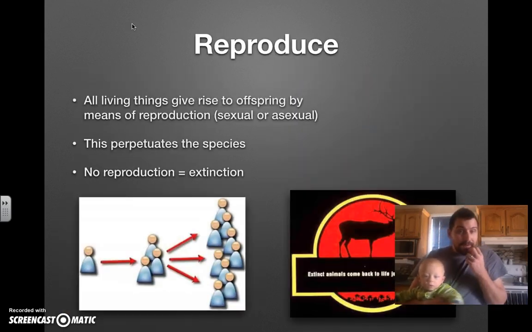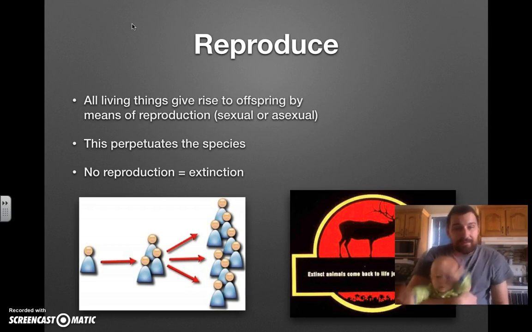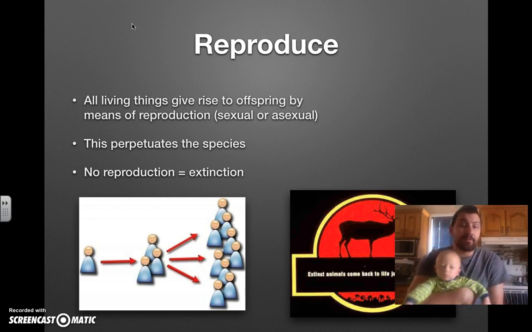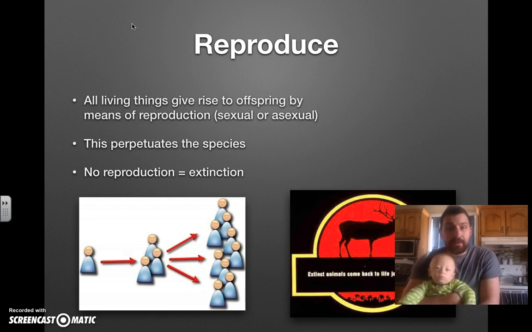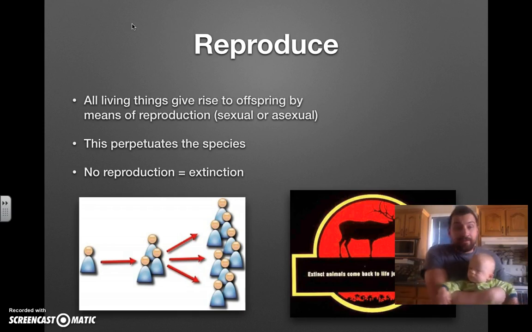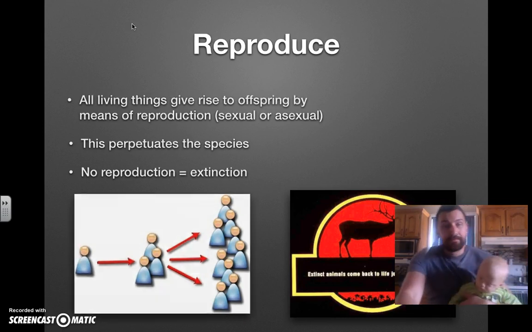Next, the ability to reproduce. All living things give rise to offspring by means of reproduction, either sexual or asexual, depending on if they're animals or plants, or some specific types of animals can reproduce all by themselves. This perpetuates the species, so it allows the species or the cells that are reproducing to continue on instead of just becoming extinct and no longer being there. If there's no reproduction that's allowed to take place, then there's going to be extinction, right? There's no reason for life to continue if it's not going to be reproduced.